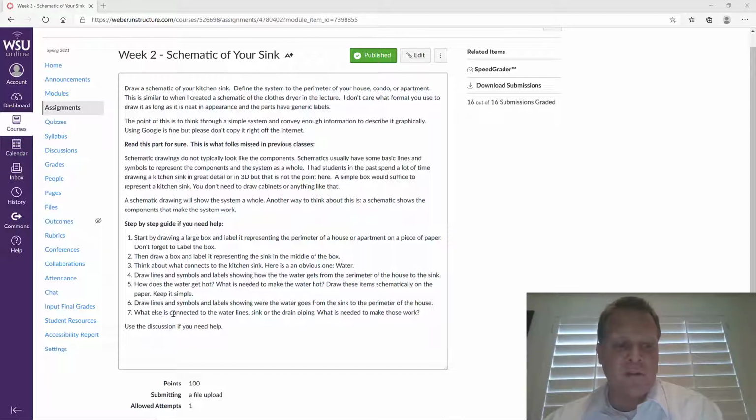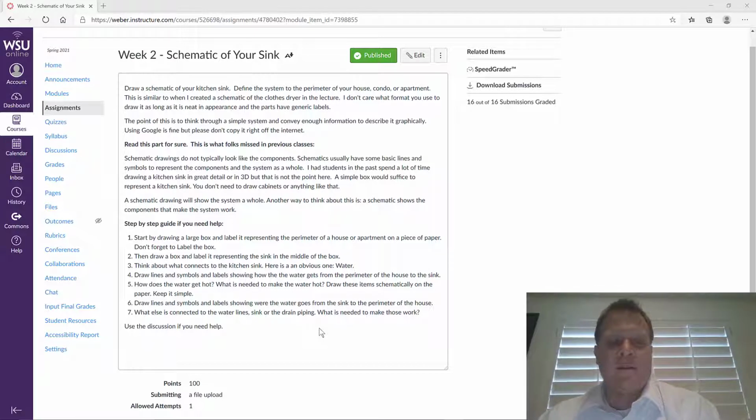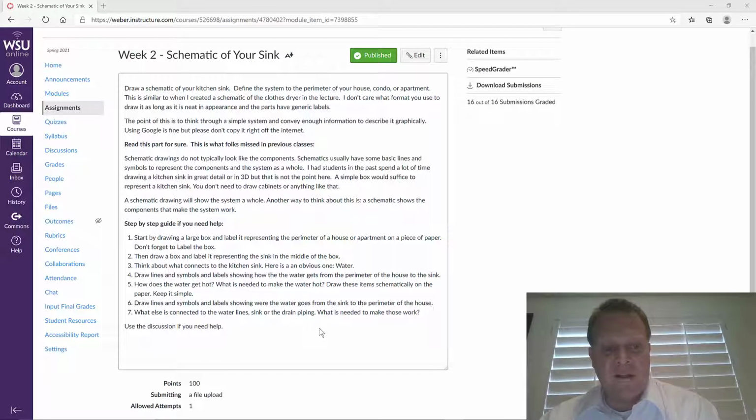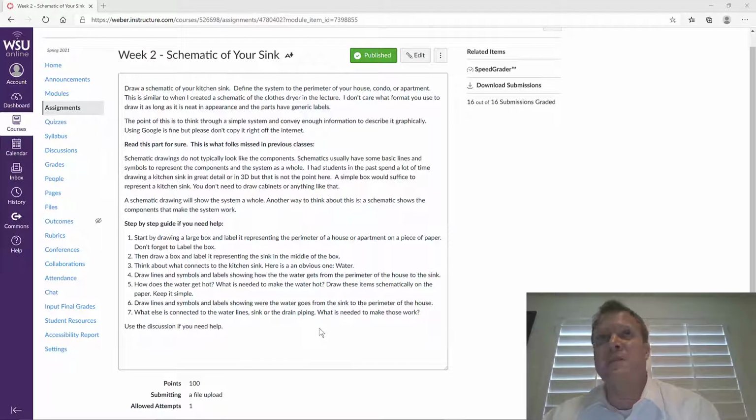Then the next question: what else is connected to the water lines, sink, or the drain piping? There were some folks that got it and some people that didn't answer that question well on the schematic. What else is connected to the water lines? Well, we already kind of did that with the water heater. But if you were to be more specific, the water going to the kitchen sink is probably going to go over to the dishwasher, and there's a dishwasher drain right there as well, which is also coming back to the drain line, which actually goes into the disposal usually.